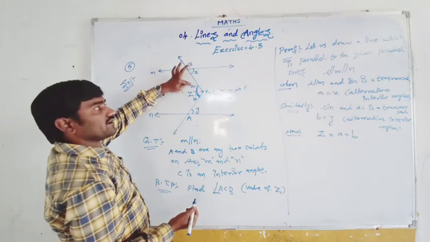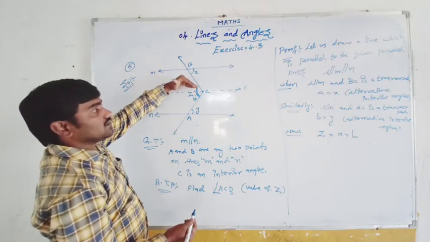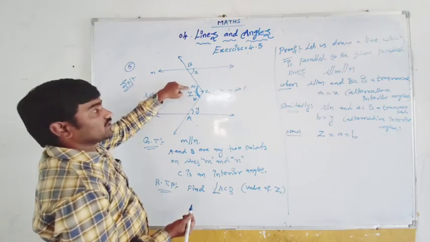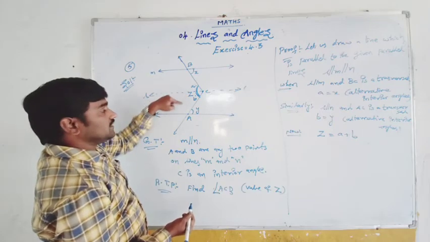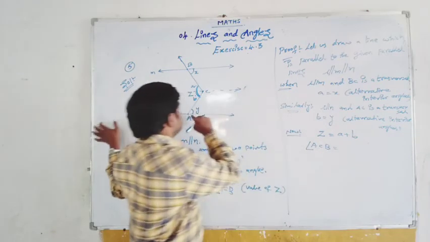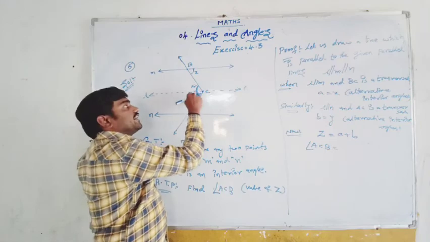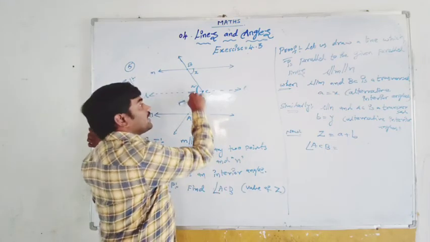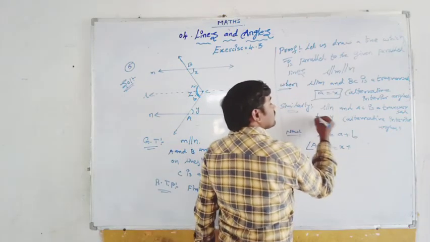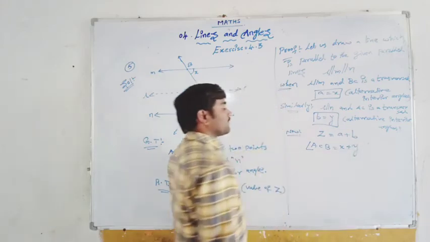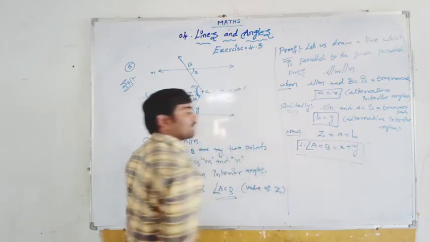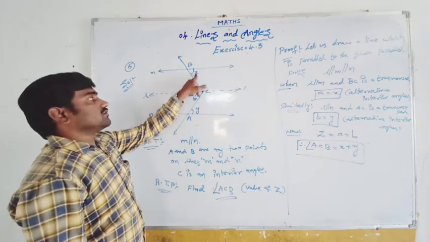So this Z angle I have divided into two parts: the upside of the line L and the downside of the line L. So A and B. This Z equals A plus B. What is Z here? Z is nothing but angle ACB. From A to C, C to B, that is angle Z, which equals A plus B. A equals X, and B equals Y. Simple. Angle ACB equals X plus Y.